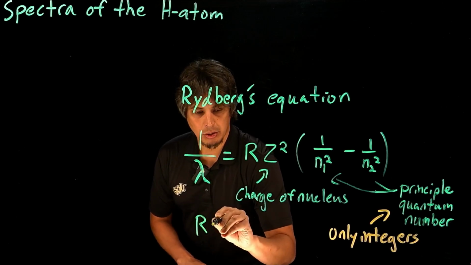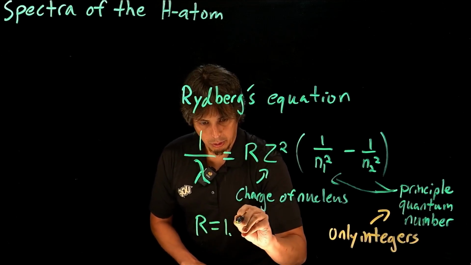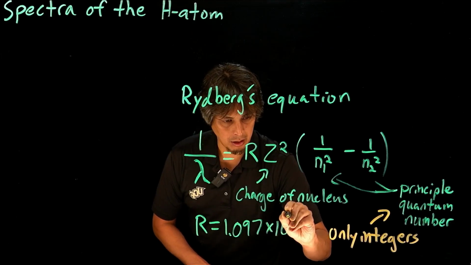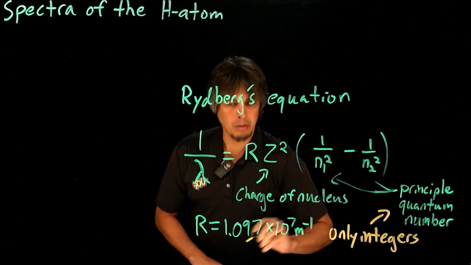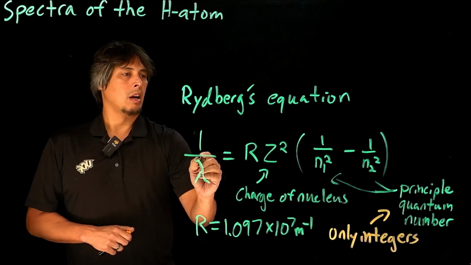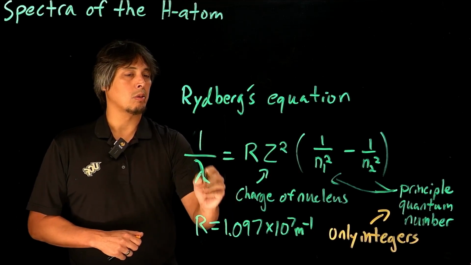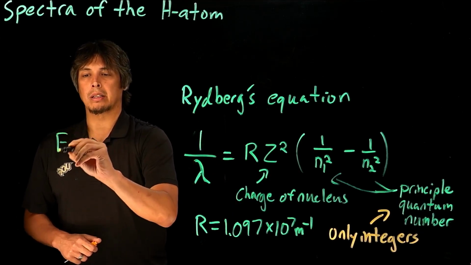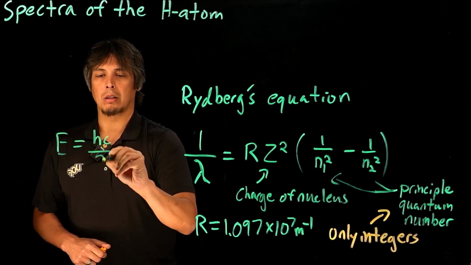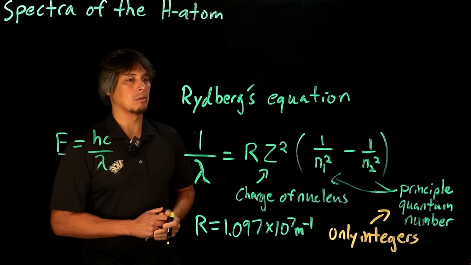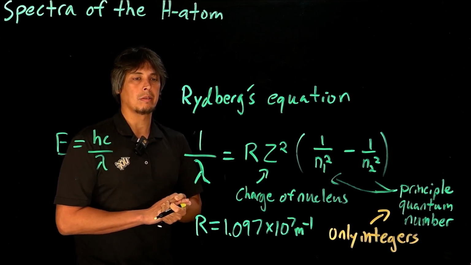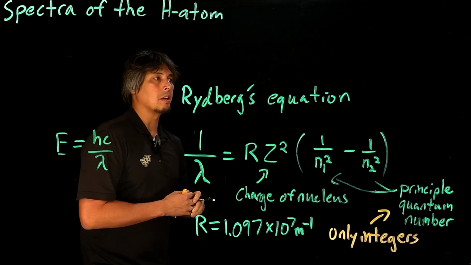So R is Rydberg's constant, and that's 1.097 times 10 to the 7th per meter. And so remember, we're talking about energies here, so this is all related to 1 over the wavelength, but remember that this is related to energy because energy is equal to hc over lambda. So in a way, we are looking at the energy of these wavelengths, but we're just using 1 over lambda as a proxy here.